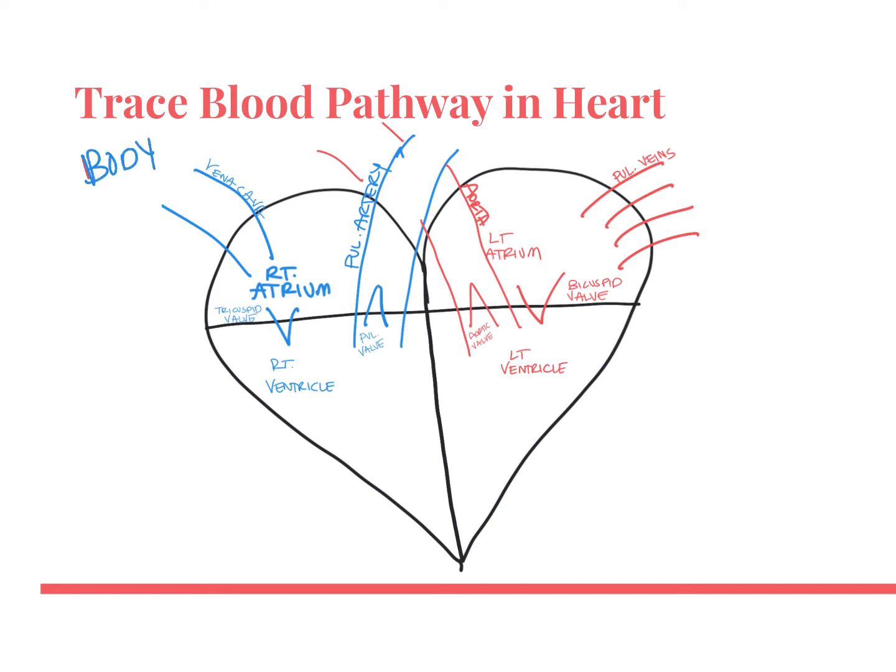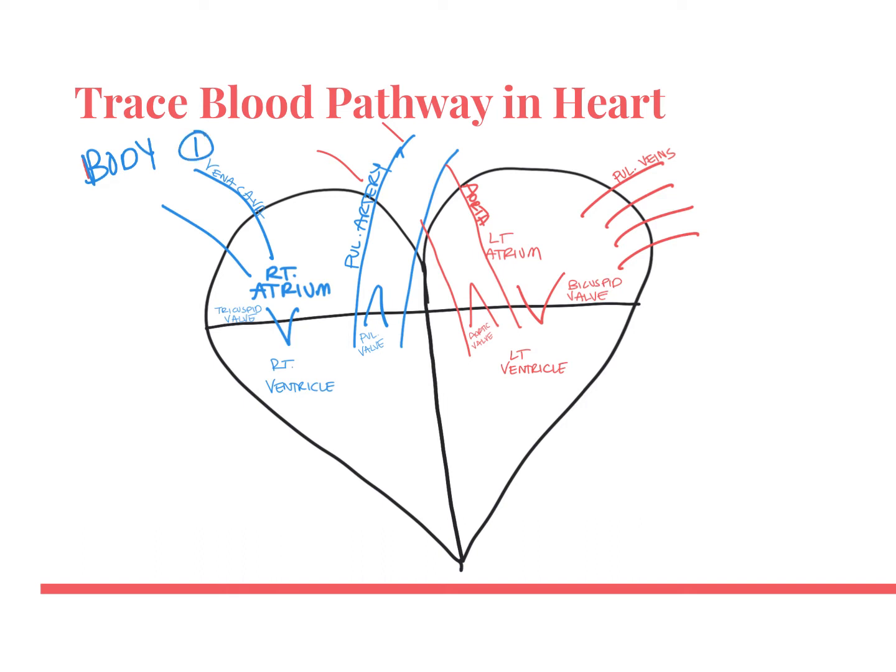Okay, so this blood has been deoxygenated. It has dropped off all the oxygen all over the body, and it is now returning back to the heart. So it is low in oxygen. So let's start with the vena cava, and we're going to number it number 1.